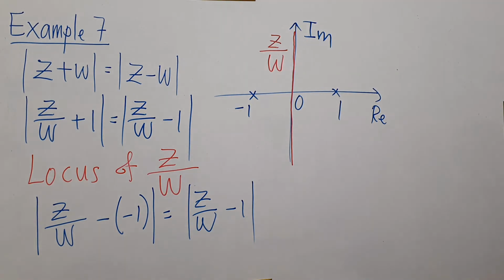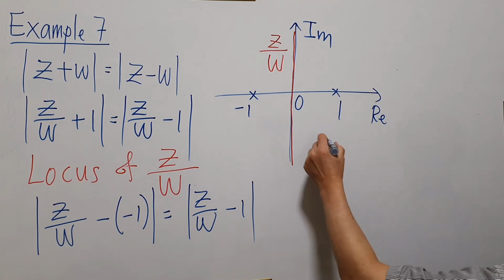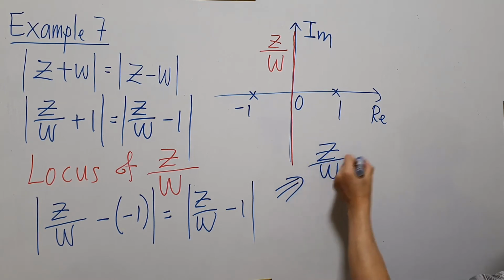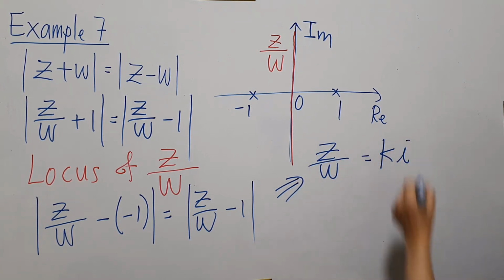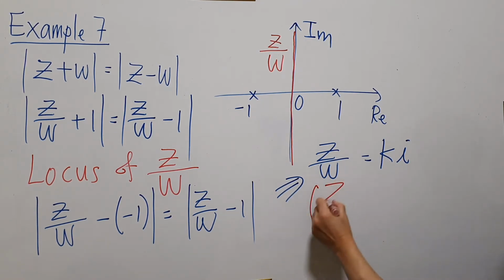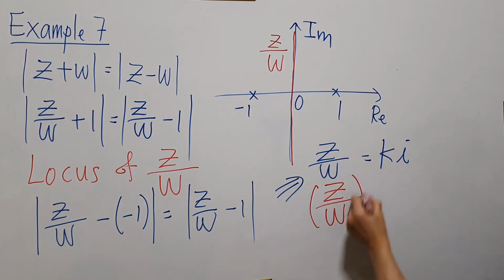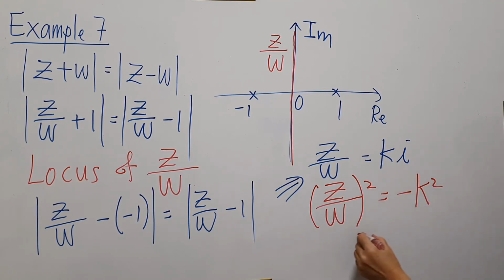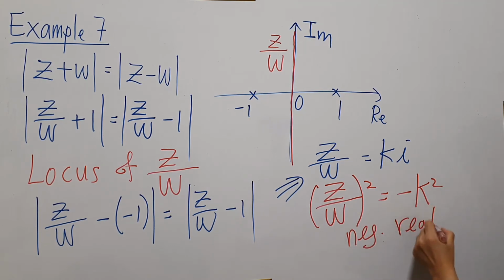So the locus of the complex number Z over W that satisfy this equation lies along here, right? And you realize that because it lies on the vertical imaginary axis, this implies that Z over W must be equal to a multiple of i, say ki. And now, upon squaring this complex number Z over W, you get minus k squared. And this, you see, is actually a negative real number. Right. And this is how it completes the proof for example 7.